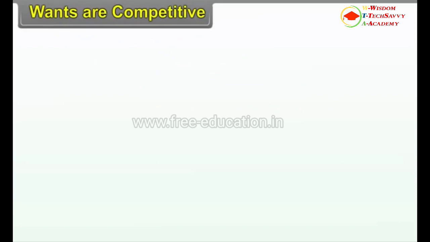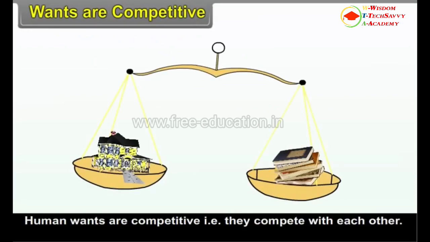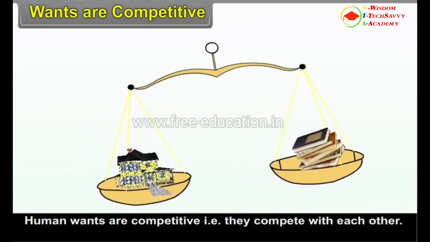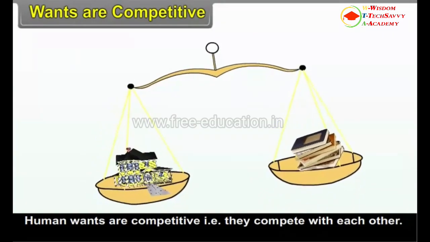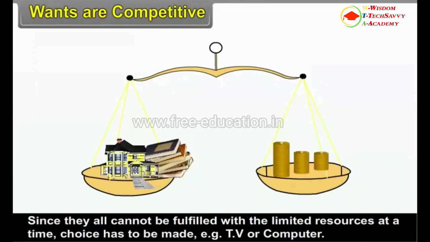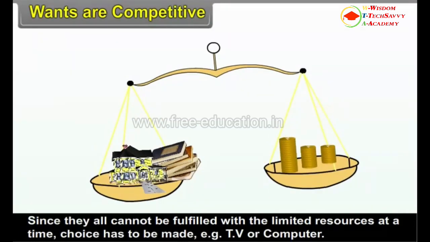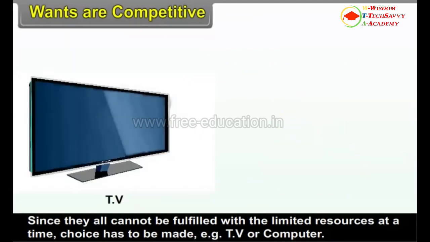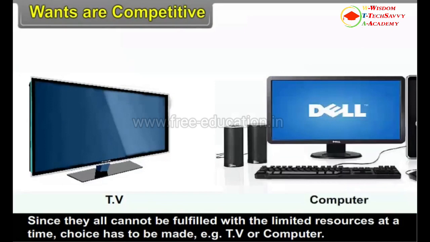Wants are competitive. Human wants are competitive. That is, they compete with each other. Since they all cannot be fulfilled with the limited resources at a time, choice has to be made. For example, TV or computer.